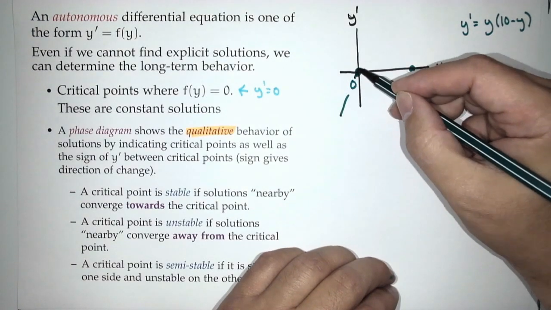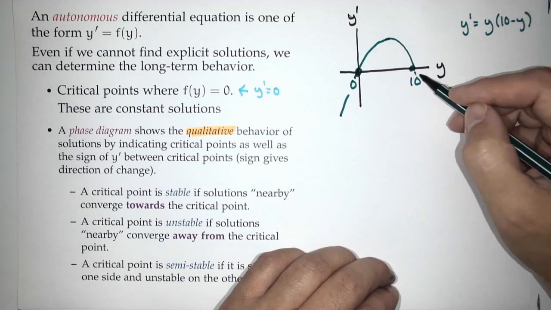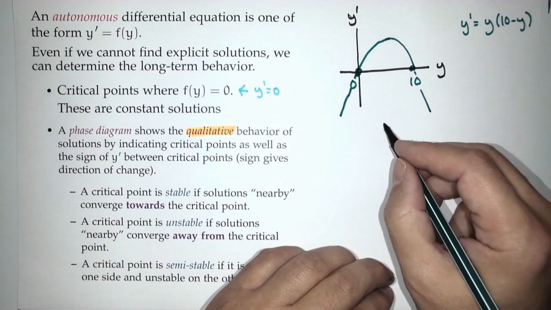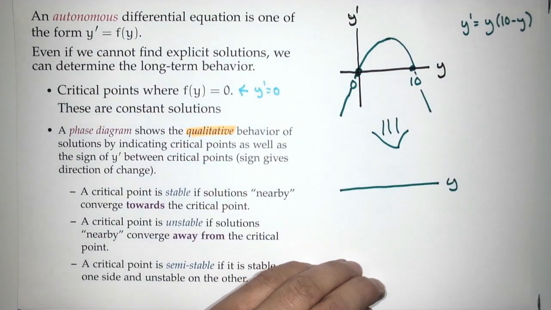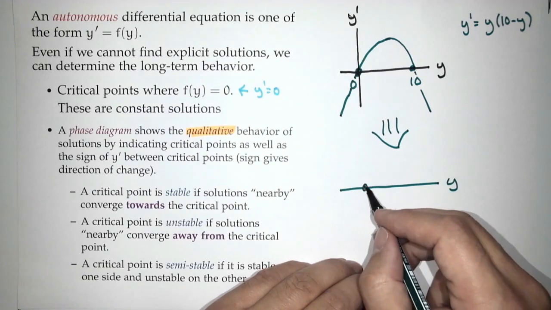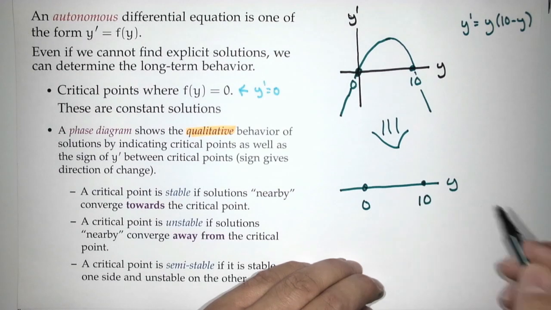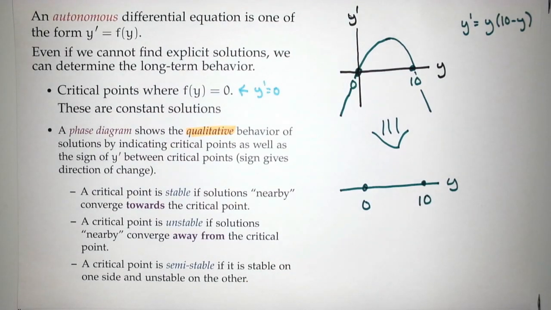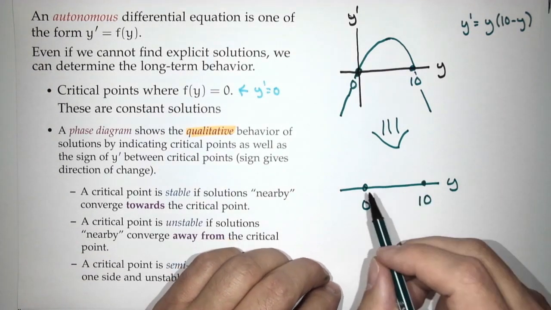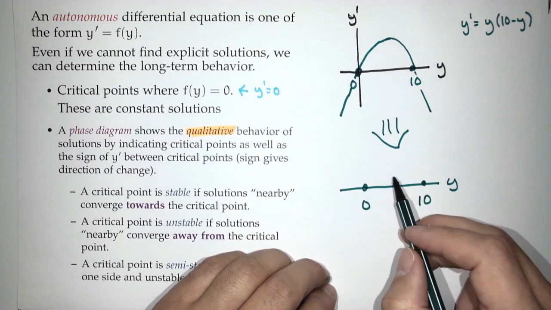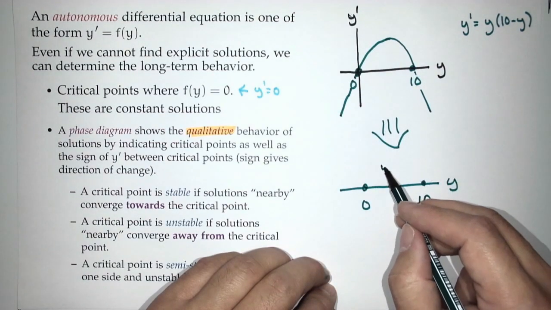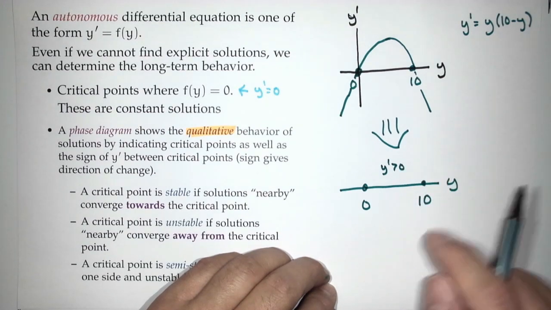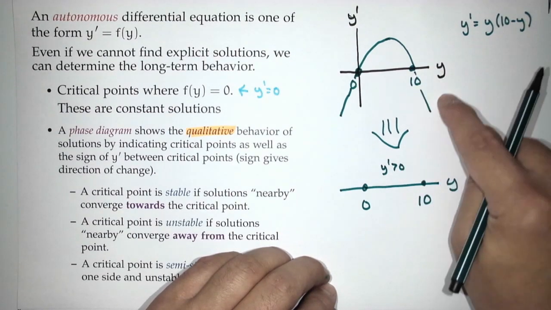Now, this is not the phase diagram, not yet, but we're about to get to the phase diagram. So what we're going to do is take this and simplify and say, okay, we're going to take our y. We are going to mark where we have our zeros. So far, so good. Nothing too surprising. And now let's look at y prime. So what can we say about y prime between 0 and 10? It's positive because we can see it. Between 0 and 10, it's up. So y prime is positive. Above 10, what's true? It's negative because it's down.